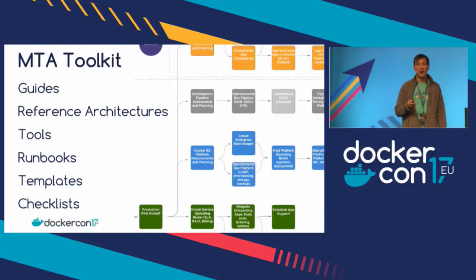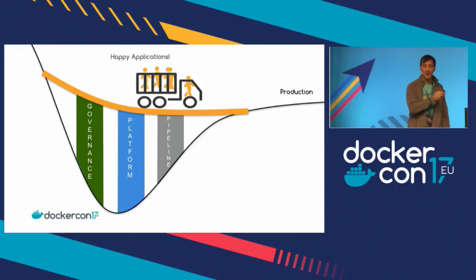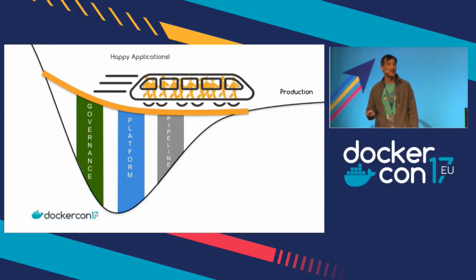And in each of these little boxes, we have toolkits. We have guides, reference architectures, tools, runbooks, templates, checklists, all sorts of different things to help you figure out each one of these boxes based on our experience. And hopefully with that, you guys will build your bridge or avoid the hole. Then you'll start batching your applications, and it'll go even faster and faster.